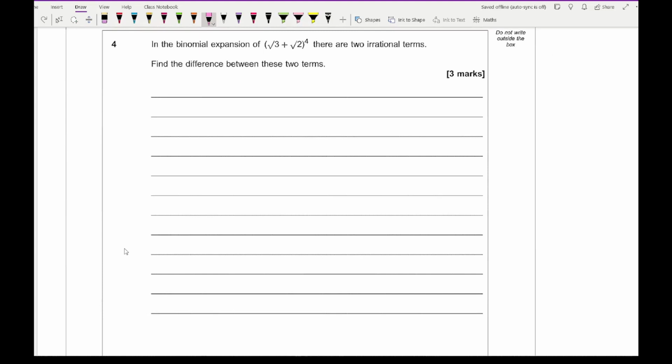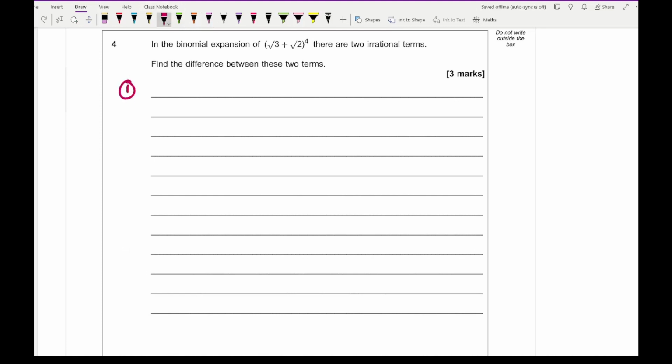Then moving on to question 4, it says in the binomial expansion of (root 3 plus root 2) to the power of 4, there are 2 irrational terms. Find the difference between these 2 terms. So first things first, let's work out what the terms are going to be.